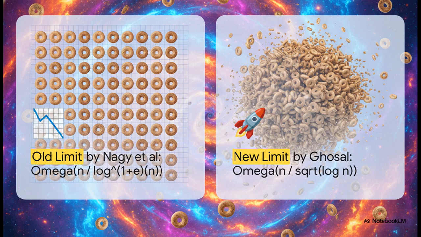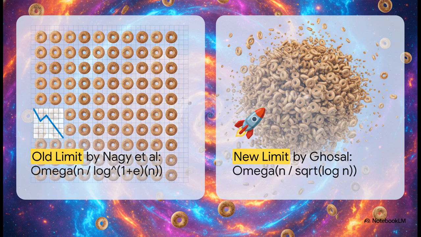Let's look at how the math boundaries have shifted. Previously, an older limit was proved by mathematicians Nagy and Woodruff. They managed to pack bagels at a density of Ω(n / (log n)^(1+ε)). They pulled this off using a really structured, greedy approach, carefully deleting triples along very specific mathematical curves.